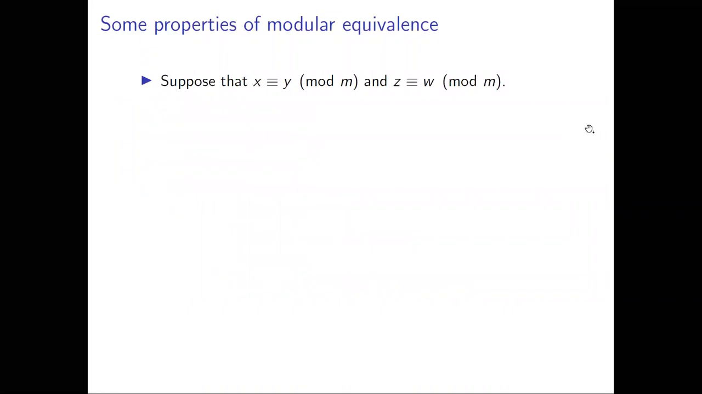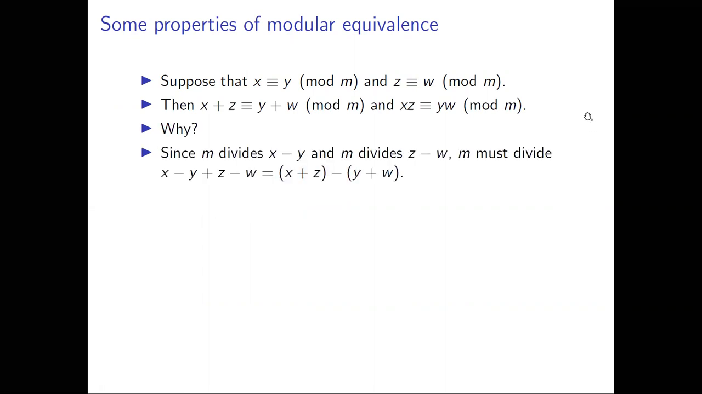So here are some properties. Suppose that x is congruent to y mod m and z is congruent to w mod m. I claim that x plus z is congruent to y plus w mod m, and x times z is congruent to y times w mod m. The first one, we can see pretty fast. Since we're supposing in that first bullet x is congruent to y mod m, that tells us that m divides x minus y. We also have m divides z minus w, and that's coming from the fact that z is congruent to w mod m.